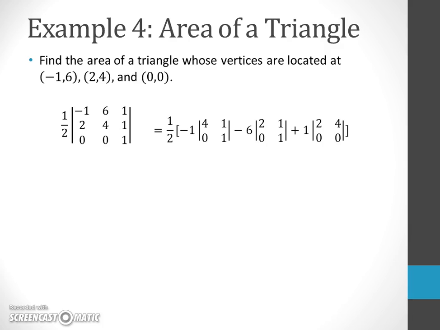We're going to evaluate the second order determinants. So we're doing 4 times 1 minus 1 times 0, which is 4 minus 0. 2 times 1, which is 2, minus 1 times 0, which is 0. 2 times 0 is 0, 4 times 0 is 0, so 0 minus 0. And we can simplify and then multiply, and we get -4 minus 12 plus 0 inside. Of course, we're going to take half of that, simplify. It's 1/2 of -16, which is -8.